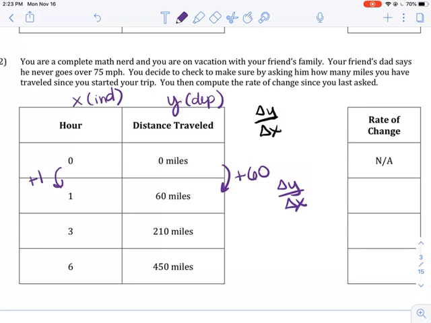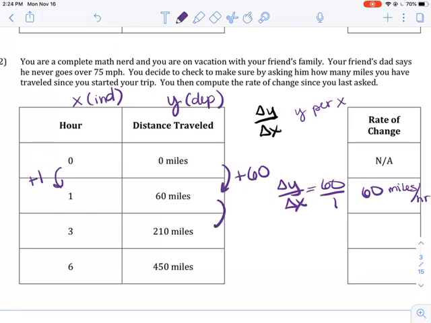Okay, let's do our change in Y over change in X. It'll be 60 over 1, which divides out to just be 60. We do need to write our units, though. So just like our unit rate, our units will read Y per X, which in this case, our Y quantity was miles, and our X quantity was hours. So this is 60 miles per hour. Friend's dad, doing a great job, didn't go over 75 miles per hour. Let's check the next time we ask.